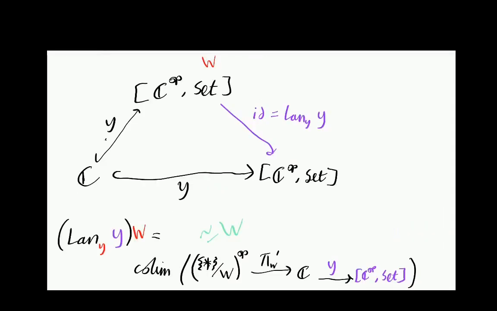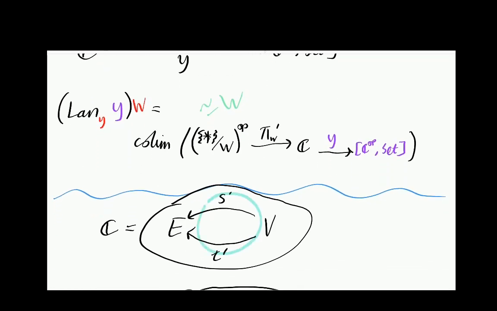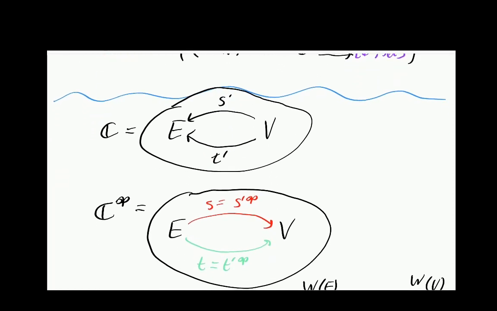Okay, so let's apply this density theorem, and we're going to apply it to the category of graphs, and it's going to tell us how graphs are assembled. So for our category C here, we're going to pick this category here. It's got two objects, E and V, and these two arrows, S' and T' from V to E. And so now C^op is going to look like this. And as we've seen many times before, functors from this category into Set are going to correspond to graphs.